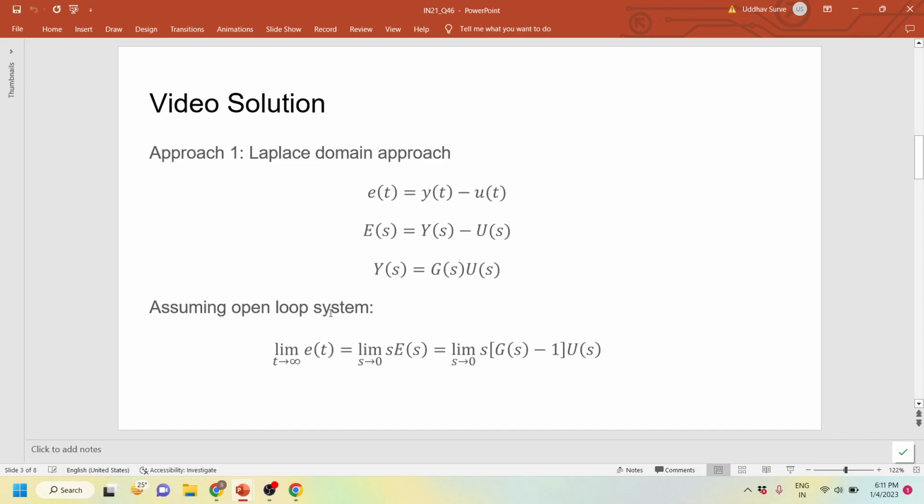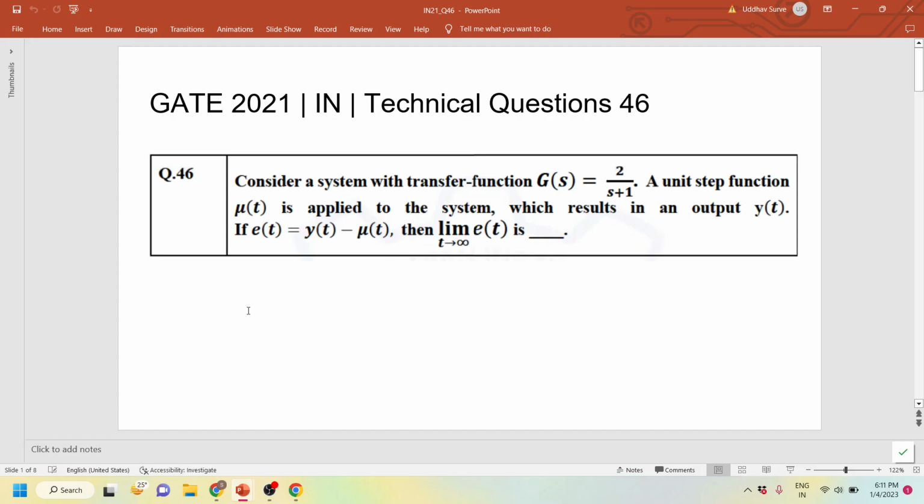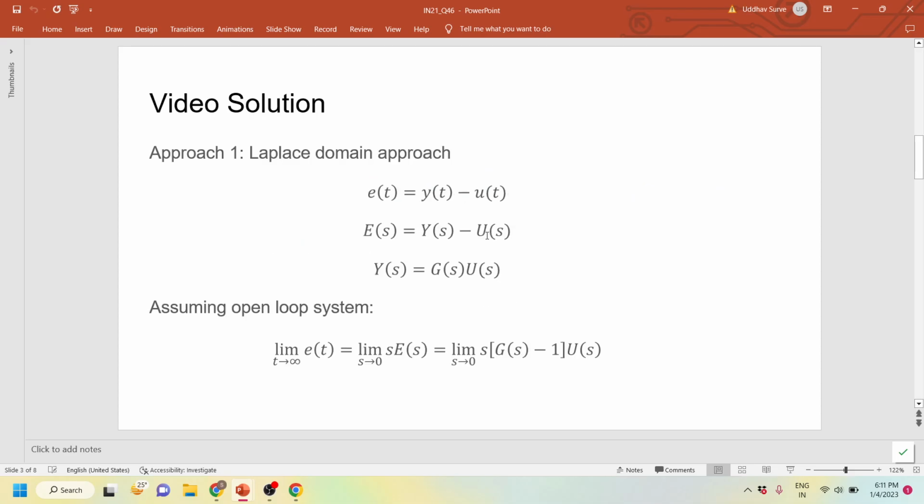Assuming it is an open loop system, as it is not mentioned here whether it is closed loop or open loop, I will assume it is open loop. So limit t tending to infinity e of t is the same as limit s tending to 0 s of e of s, which I showed in the useful data. Now e of s is y of s minus u of s, and y of s is g of s into u of s. Taking u of s common from the second and third equation, we are left with s into g of s minus 1 into u of s.